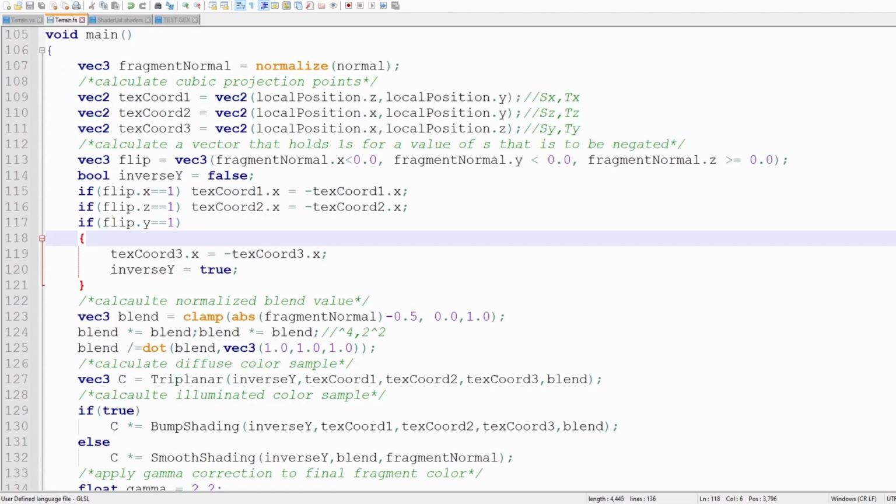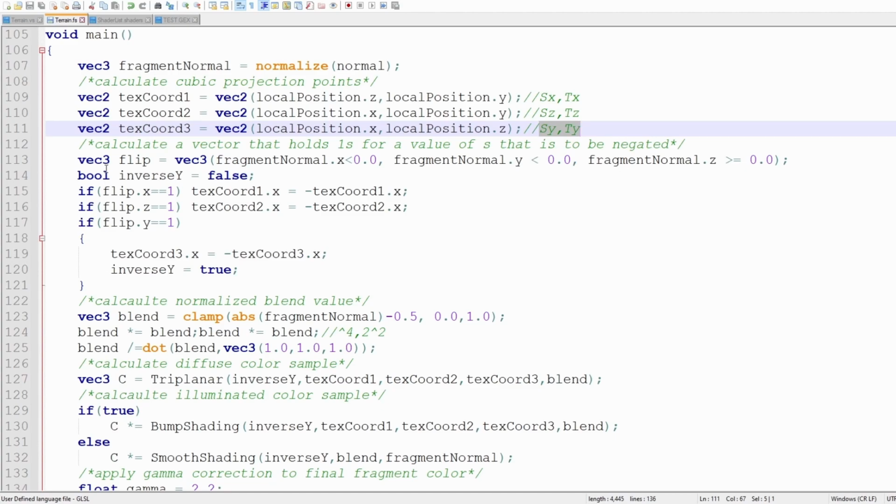So I will start here in main, and to begin, you get that interpolated vertex normal by normalizing the normal, or the vertex normal that comes in. This will interpolate it across the fragment as the fragment shader runs. Then you perform the triplanar projection here, where you get the SXTX, SCTZ, SYTY coordinates by doing that cubic projection.